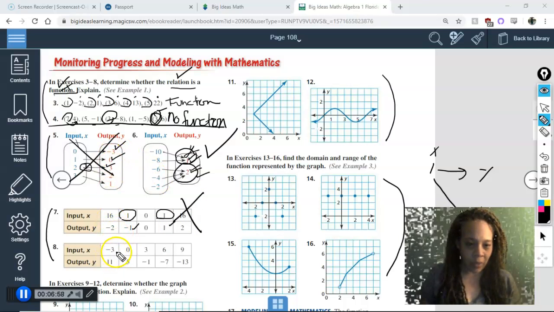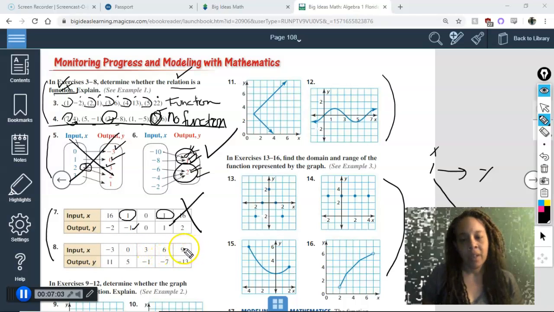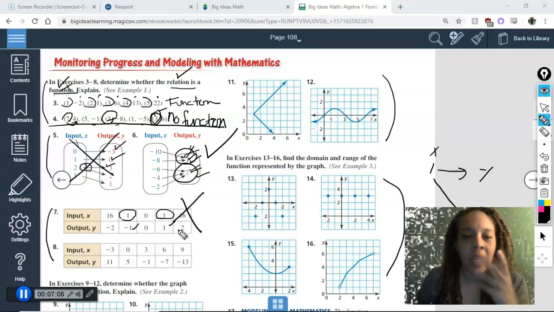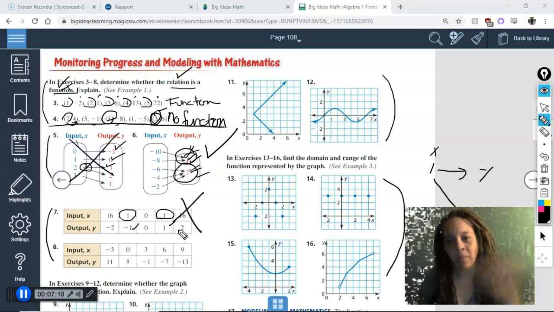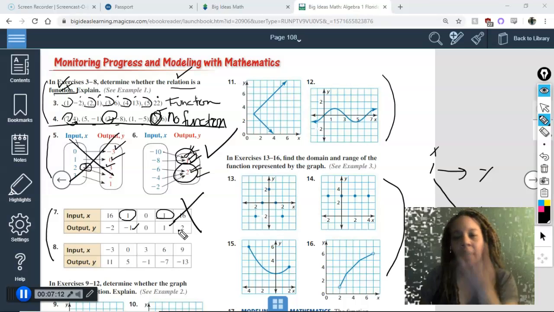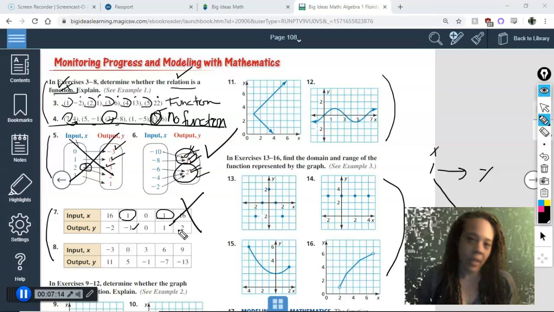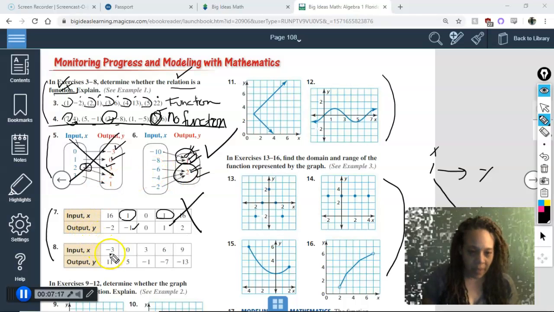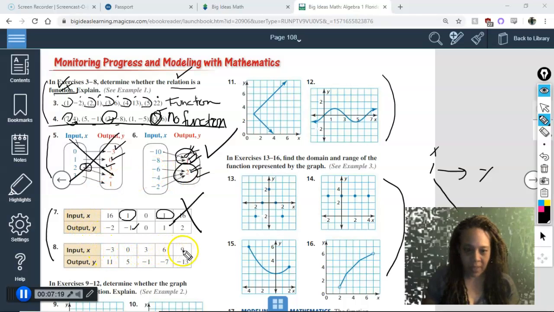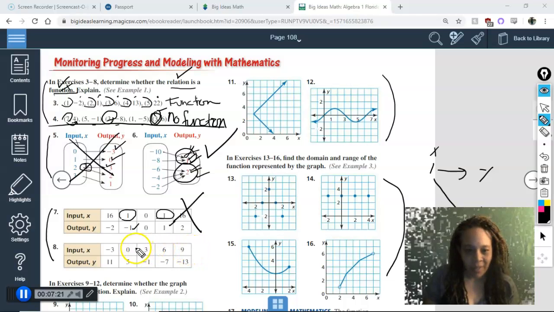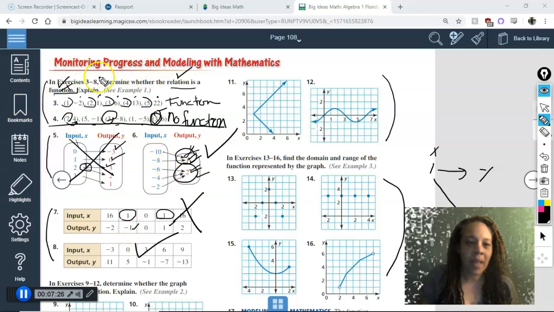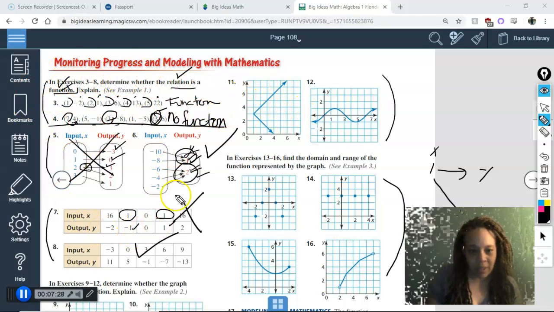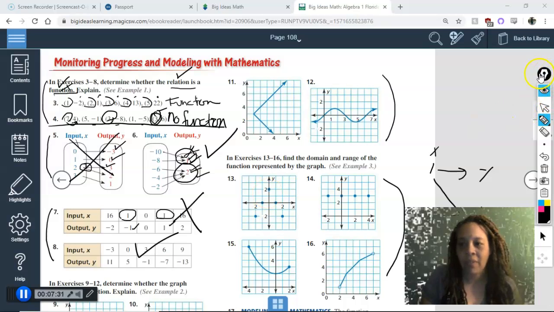All right, and now the last one, when I look across, I do not have any duplicate numbers. So now you can see the trend. If you see a duplicate in that x value, and it's pointing to different numbers on the y range, it's never going to be a function, okay? So here we have a negative 3, a 0, a 3, a 6, a 9. They're all different numbers. So that is a function. Okay, so that is exercises 3 through 8. We're determining whether it is a relation or a function.